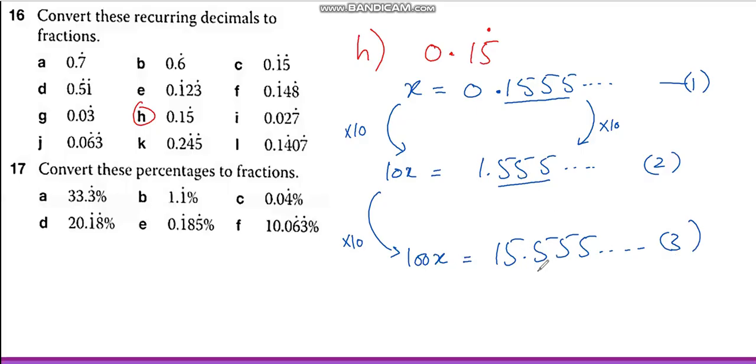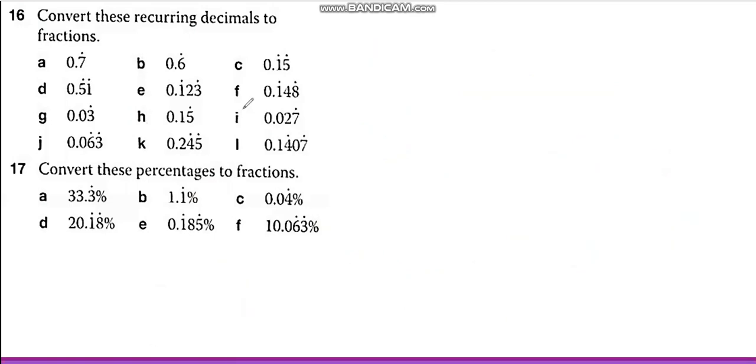Now we can easily subtract the decimal part of equation 2 from equation 3. So we will get 90x on the left side and 14 on the right side. And we can divide both sides by 90 to further simplify. If we divide both numerator and denominator by 2, we get 7 over 45.